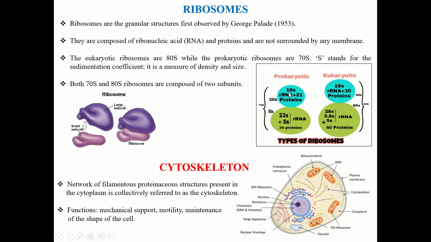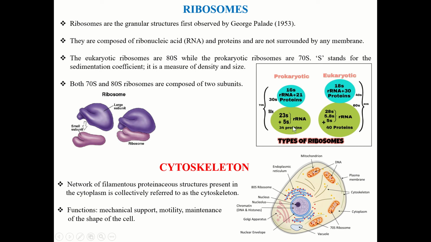Now you can see here the prokaryotic ribosome, the 70S ribosome. It consists of RNA and protein: 16S RNA and 21 proteins. S is the sedimentation coefficient by which RNA gets separated, and it is 16S for this prokaryotic ribosome. The small subunit is made up of 30S and the large subunit is made up of 50S. So it is not the addition of these two numbers.